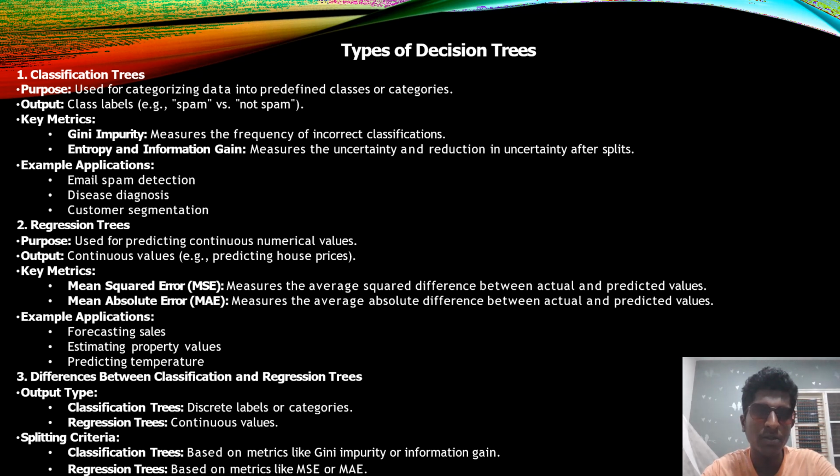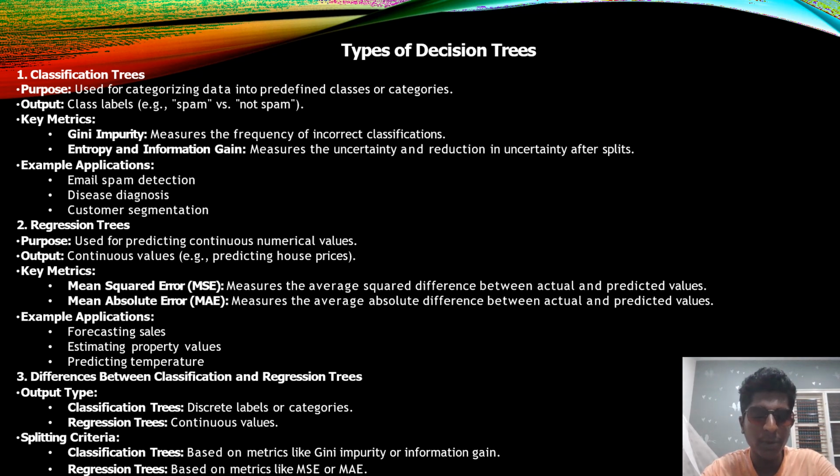Second one, regression trees. Purpose, used for predicting continuous numerical values. Output, continuous values. Key metrics, mean squared error, mean absolute error. Mean squared error measures the average squared difference between actual and predicted values. Mean absolute error measures the average absolute difference between actual and predicted values. Example, forecasting sales, estimating property value, predicting temperature.